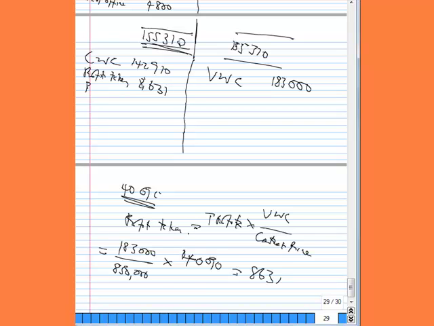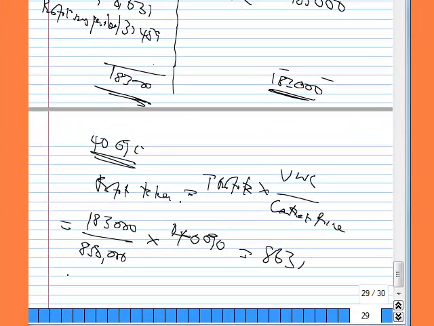And the profit suspended is the balance, 40,090 minus 8,631. That's 31,459. So that's the account. 183,000. So that's how contracts will be accounted for.